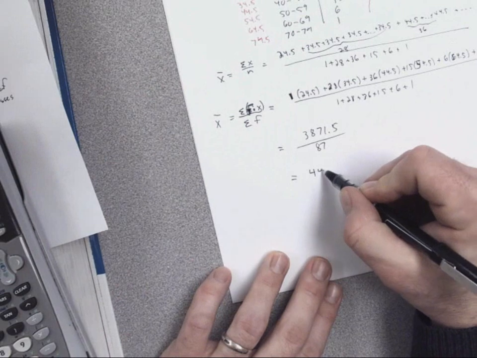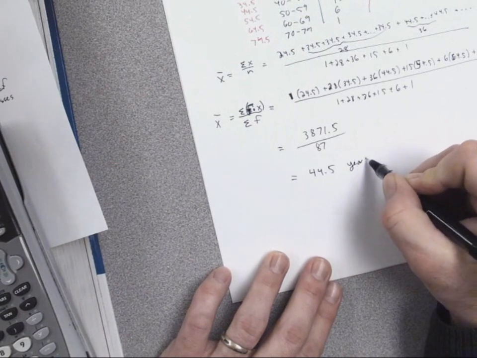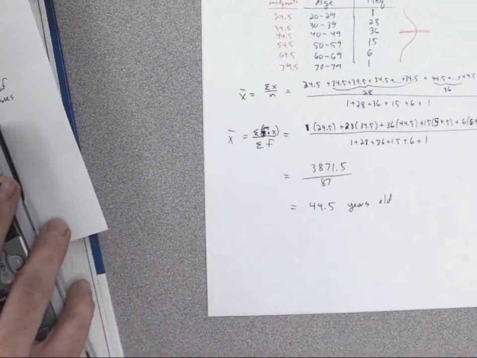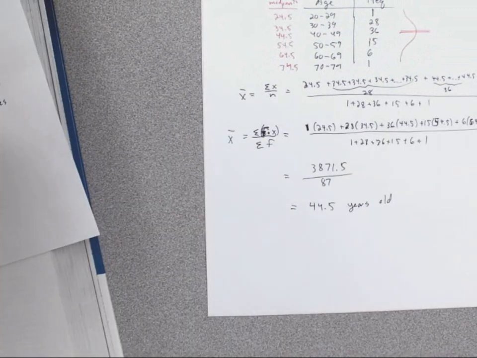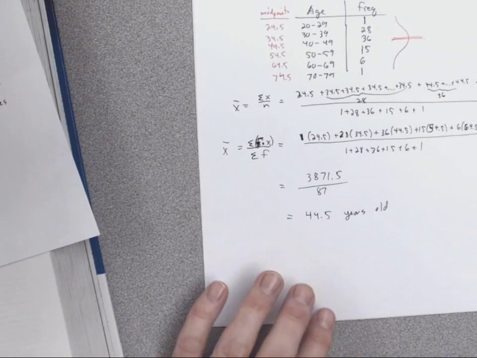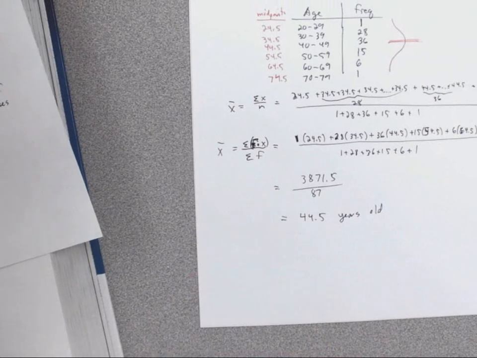So this is 44.5 years old. Now it's years old because remember this again was the age of the best actor. So the units are not always years. Sometimes it's money, sometimes it's time, and other things in time. Sometimes it's height. Okay, so that's it for that section.